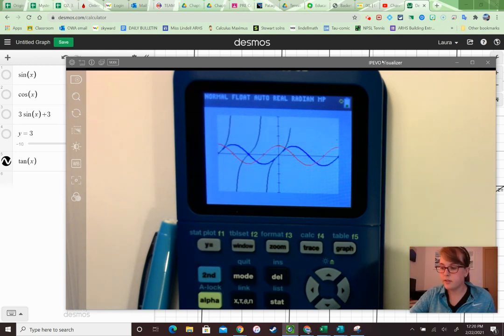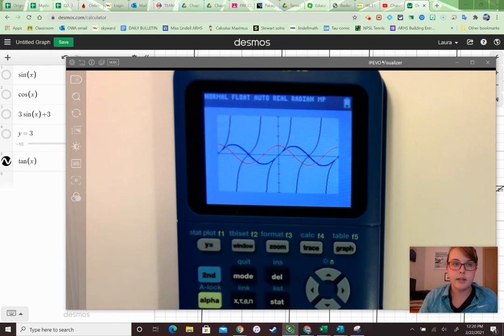There's a few more features in the TI-84 calculator that might be helpful to those of you who are using a TI-84 for this. So I'll probably go over some more of those in a separate video. But anyway, that's kind of the basic understanding of how to graph sine, cosine, and tangent.